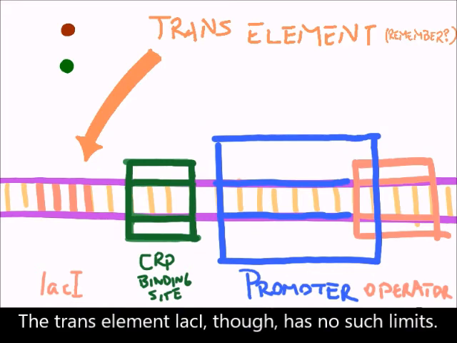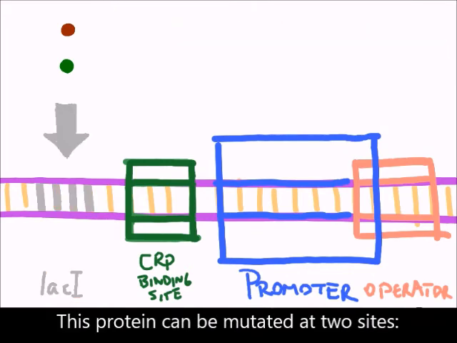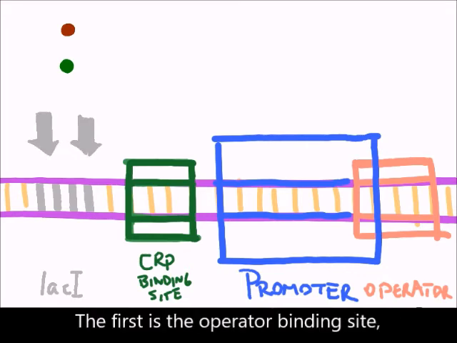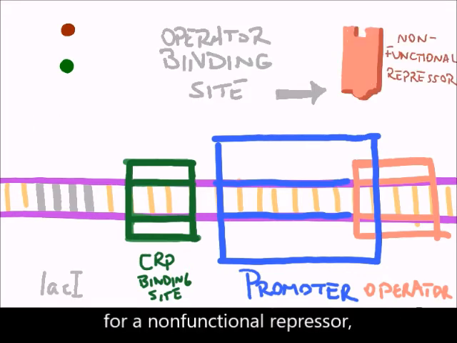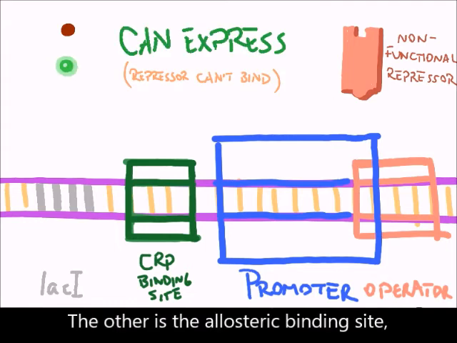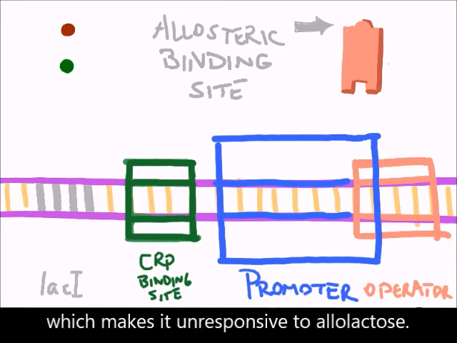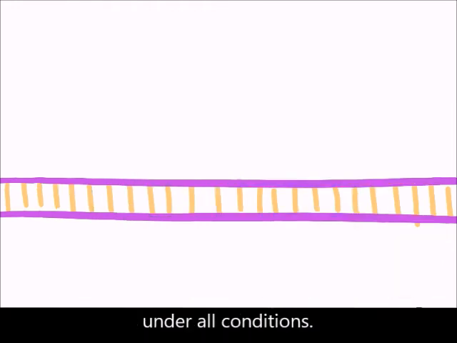The trans element lacI, though, has no such limits. This protein can be mutated at two sites. The first is the operator binding site for a non-functional repressor, which is similar to having a broken operator. The other is the allosteric binding site, which makes it unresponsive to allolactose. And that's devastating, since it shuts down the operon under all conditions.